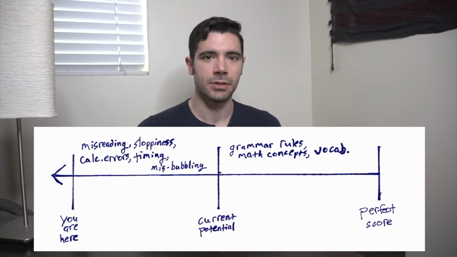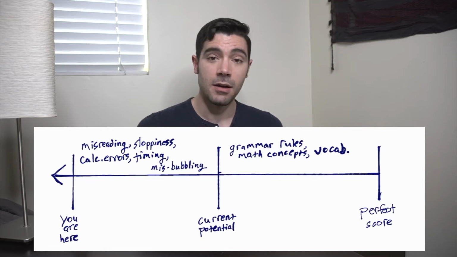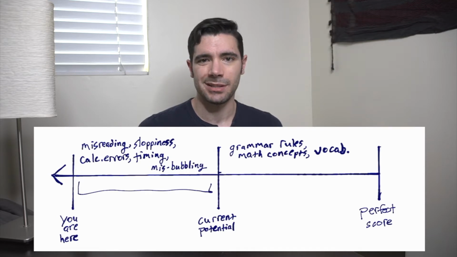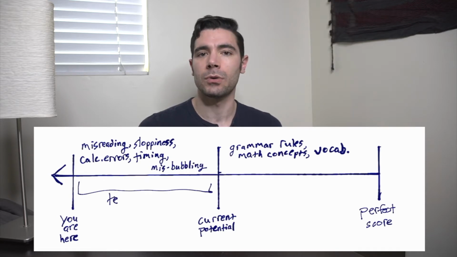Because let's look at this gap on the left. We're talking about misreading, misbubbling, being sloppy, running out of time. All of these gaps are addressed by something like technique, how you are approaching the test. And your technique is made up of habits.